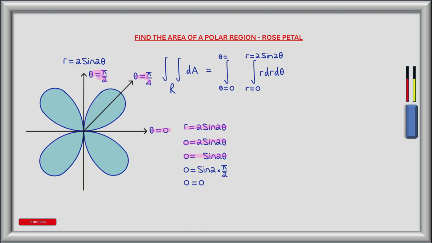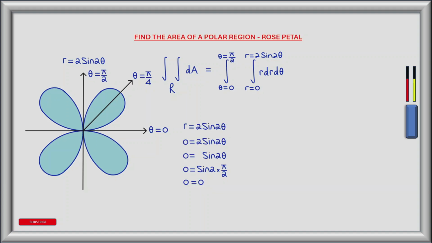We then ask the sine of what angle, when multiplied by 2, gives a value of 0. And the answer to that is pi by 2, because when we multiply it by 2, we get pi, and the sine of pi is equal to 0. And therefore 0 is shown to be equal to 0. And so, to find the area of a single petal, the limits of integration for theta are from theta equals 0 to theta equals pi by 2. And to find the area of all 4 petals, we can multiply this double integral by 4.